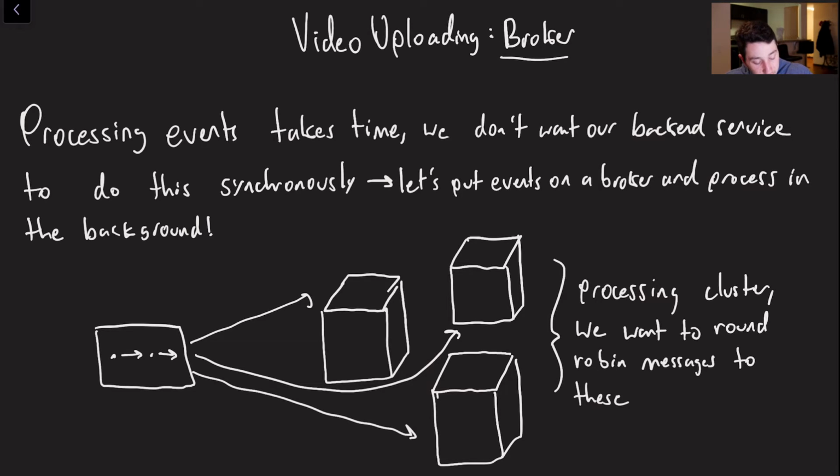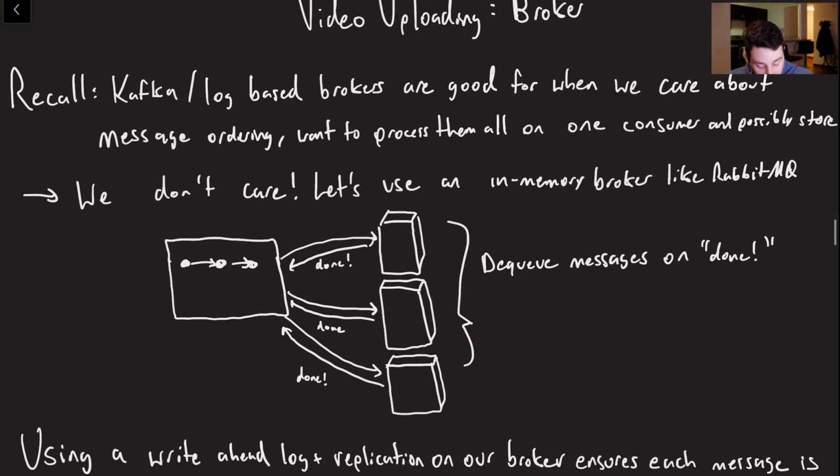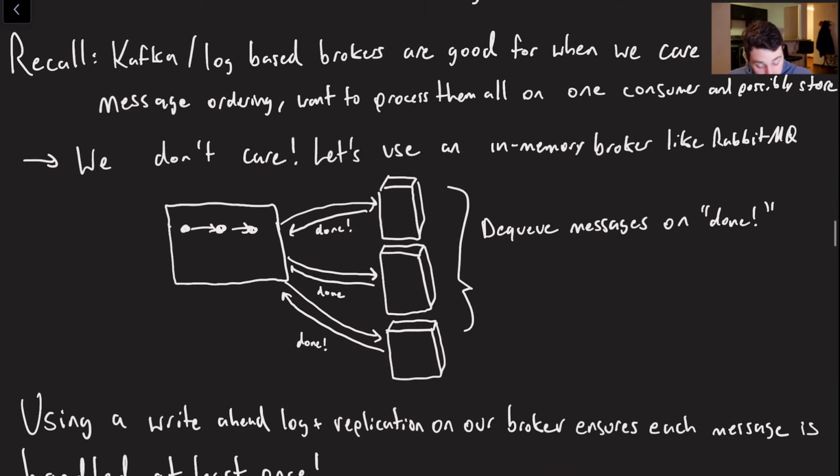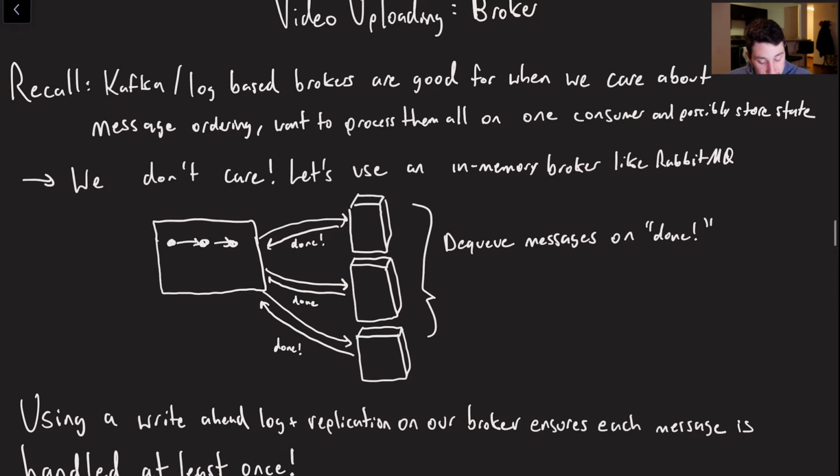So assuming that we put events on a broker and process them in the background, what type of broker should we actually use? Well, let's start to think of it. Remember, I said already that we don't actually really care which one of this guy, or this guy does our processing for a given chunk. So what type of broker should we actually use? Well, in this case, I think what we would want is probably going to be an in-memory message queue.